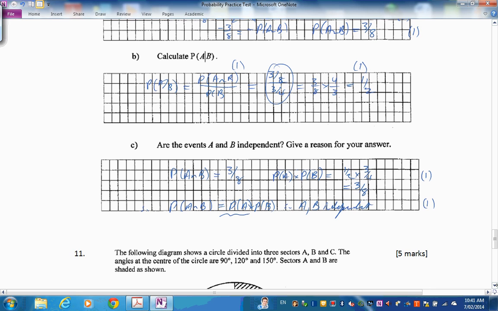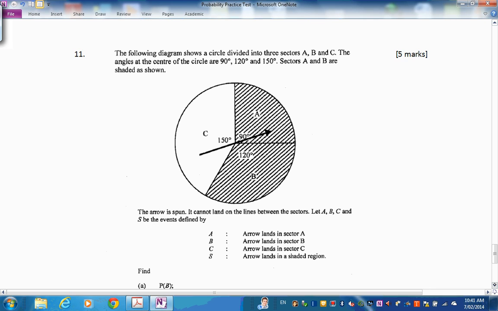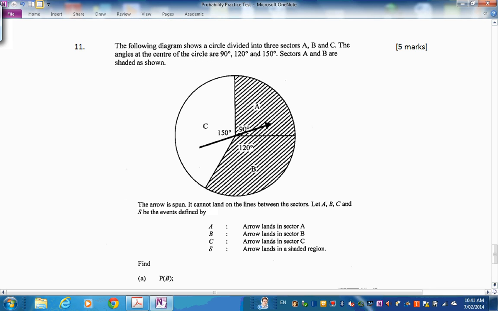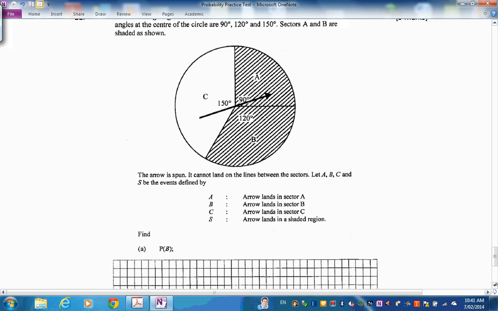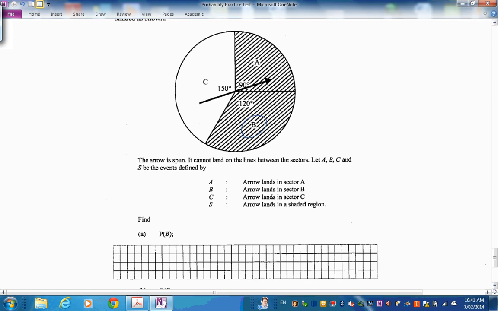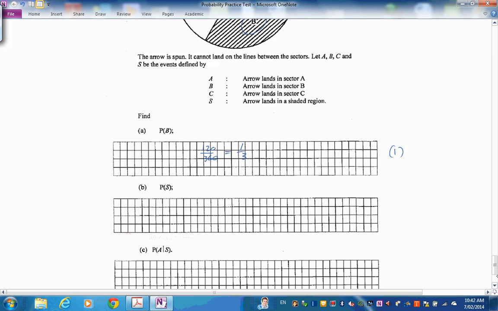Okay, so let's go to question 11, trying to get through this so that it doesn't take all your time. So here, looking at this, the probability of B on this spinner, we've got a 120-degree chance out of 360, so that's 120 over 360, which is a third. So there'd only be 1 mark for that. Let's go down here now, there's only 3 for this question.